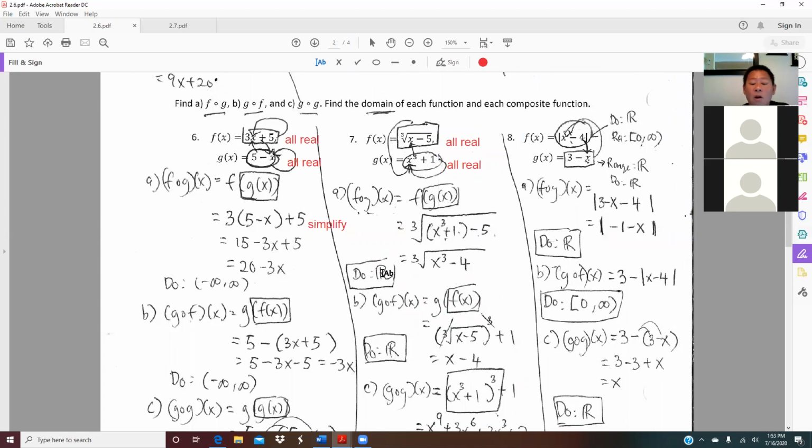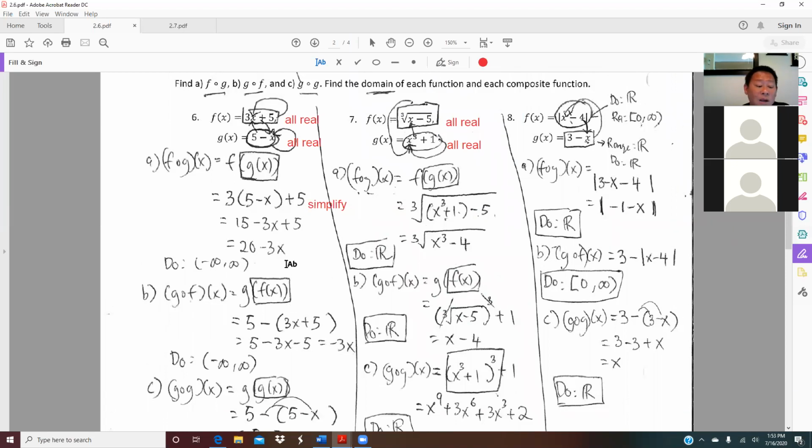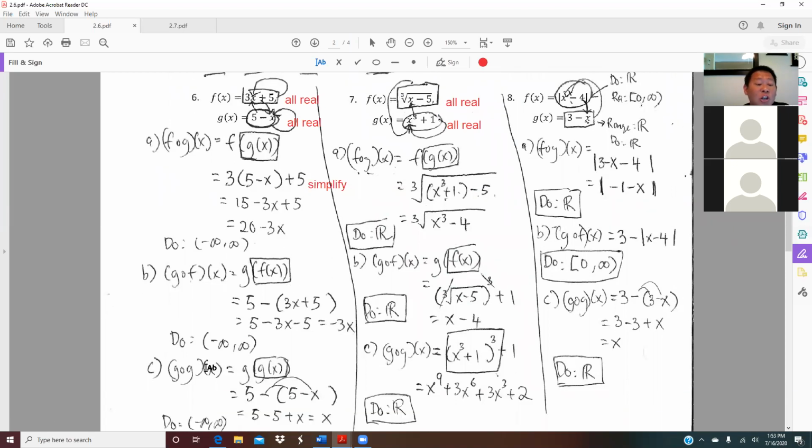So when you do this, all your domain is all real numbers. You do not need to figure it out. So this is what I can tell you for this. What is the meaning of g dot g of x? G dot g of x is like you putting the 5 minus x back into your x.